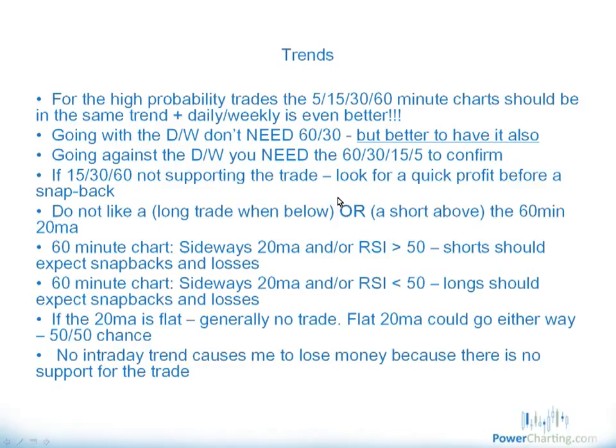Now, is that absolutely necessary? No, but what we're talking about here is I'm trying to differentiate highest probability from high probability to lower probability to lowest probability. If you're going with the daily and weekly, you don't need the 60 and the 30, but it's better to have them also.